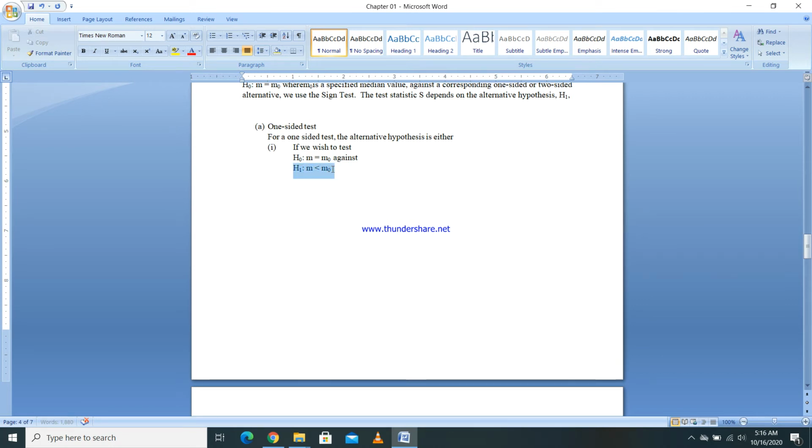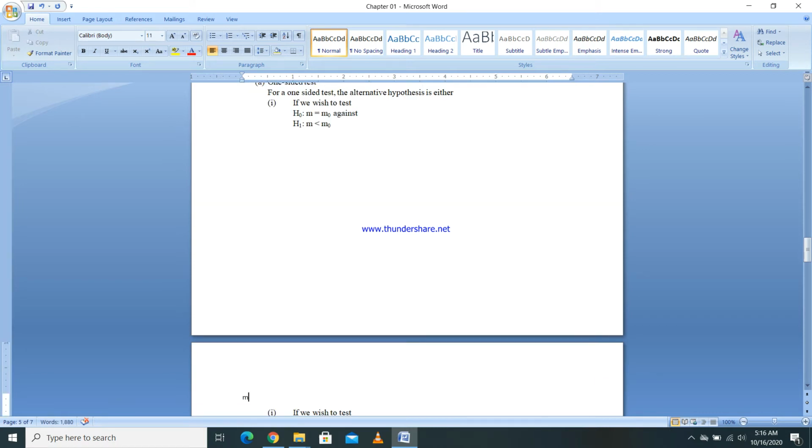That is, your H1 is m is less than m naught, where m naught is the given value. For an example, let's say you need to check whether m is less than 10. So here m naught is something like 10. So you can use this one-sided test where your alternative is m less than m naught.